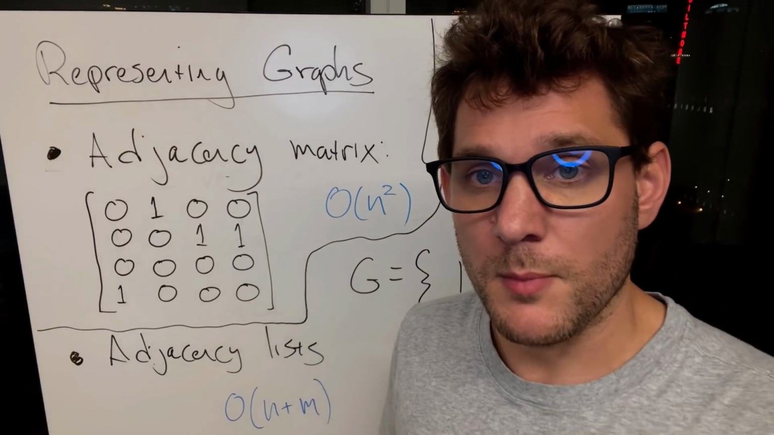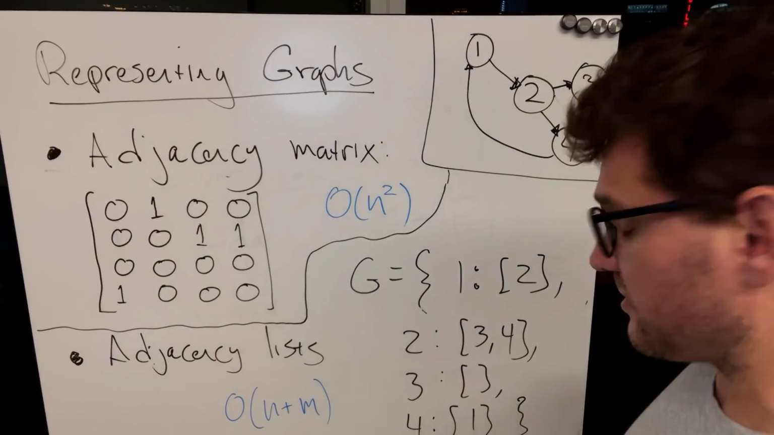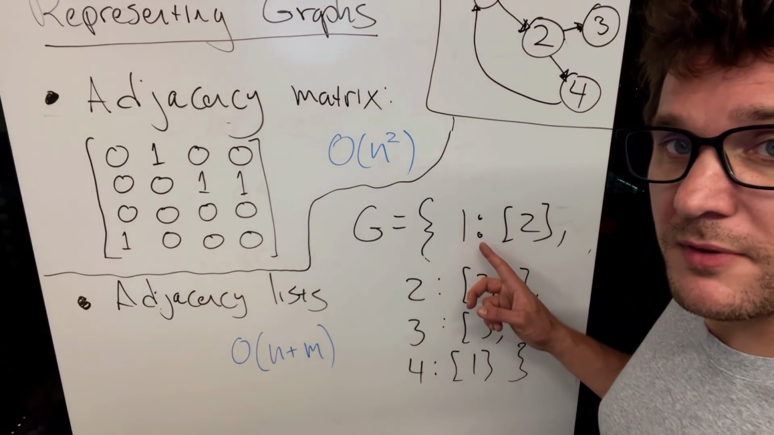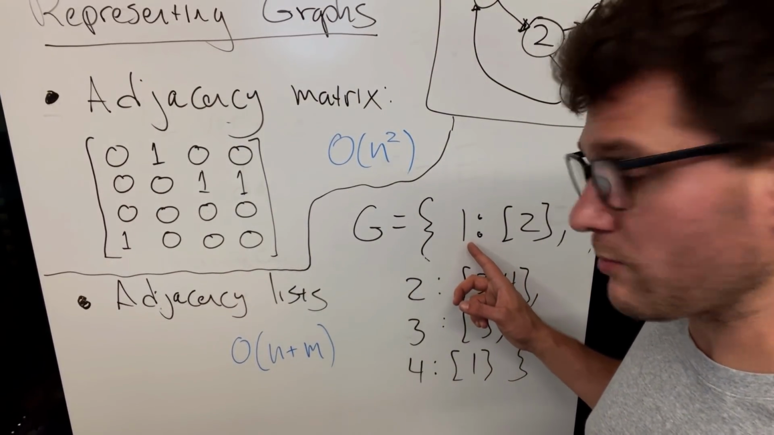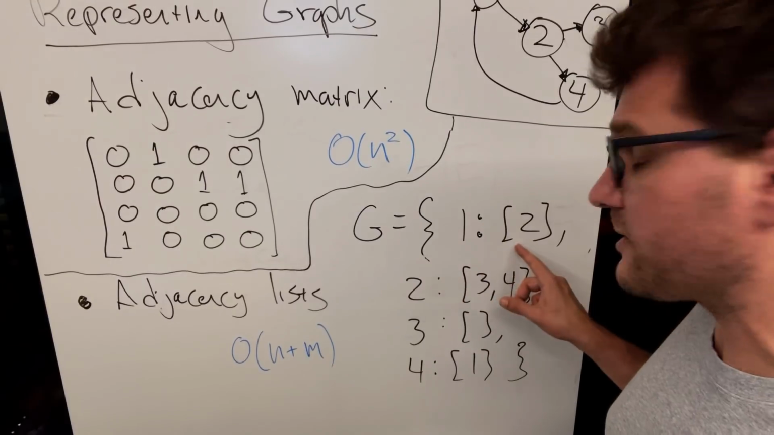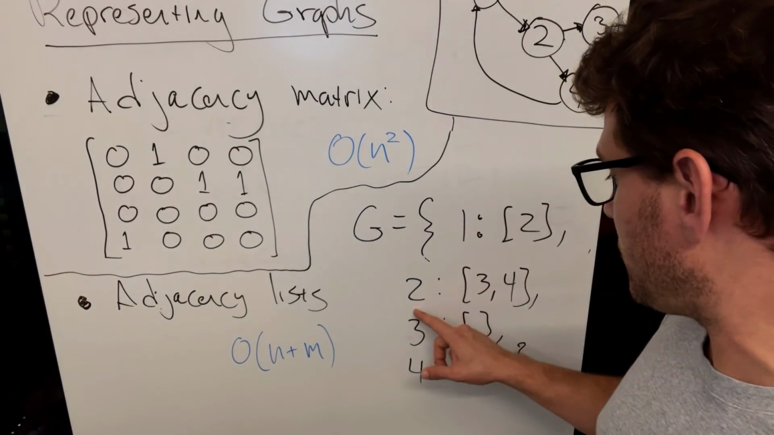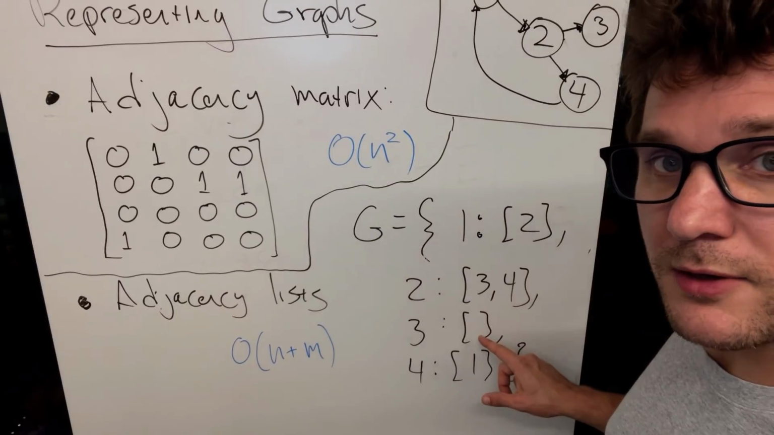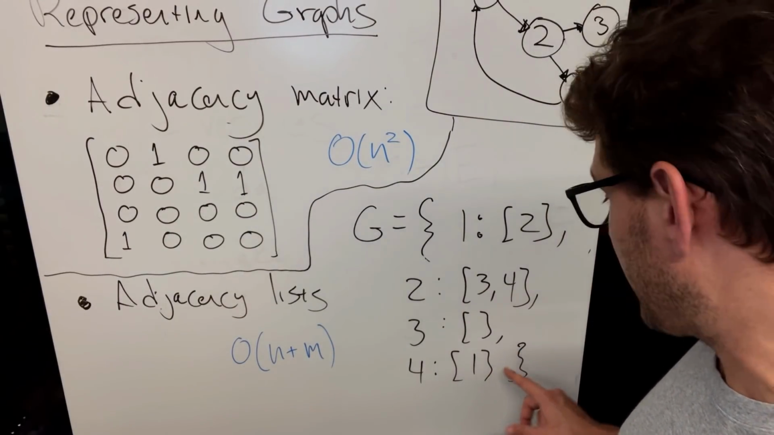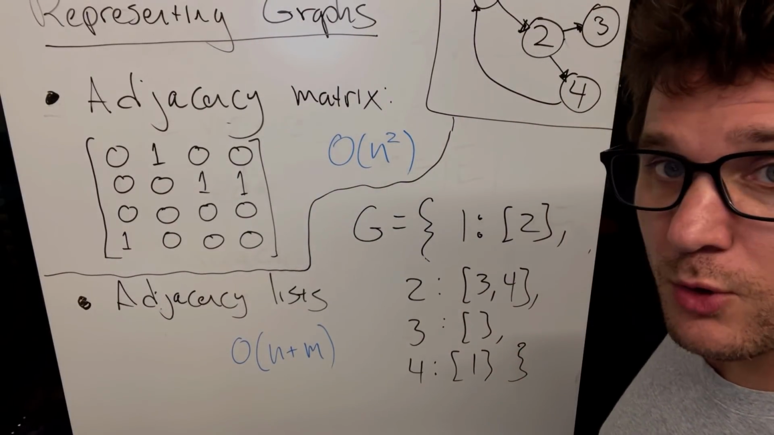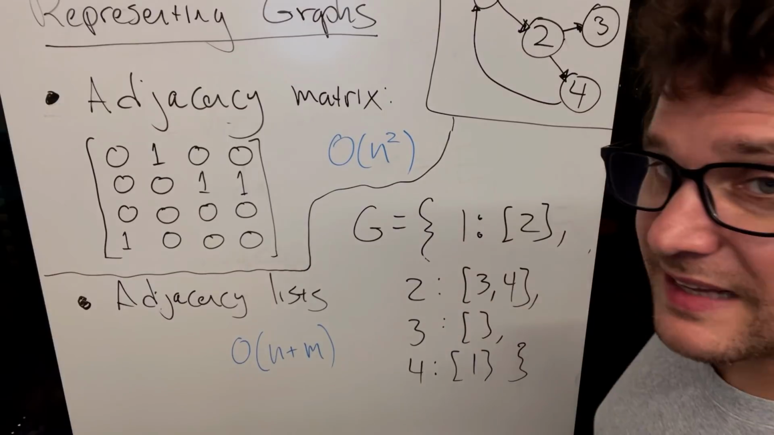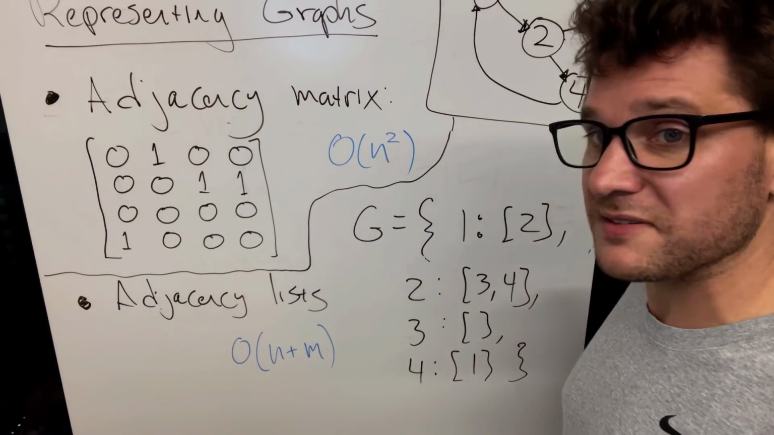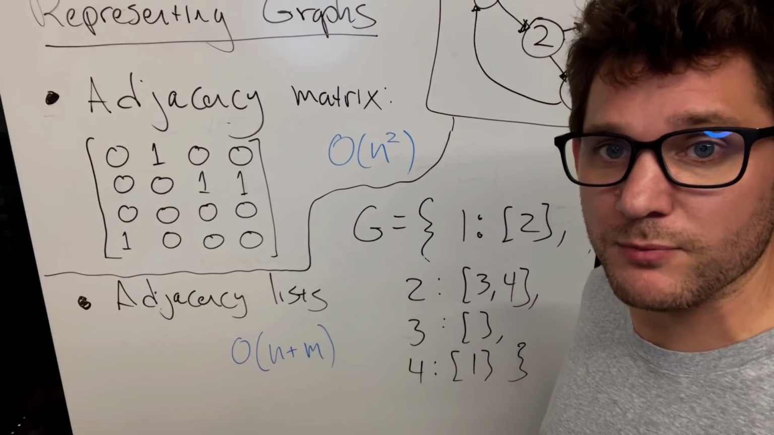Another way to do this is using adjacency lists. With an adjacency list, you can simply represent the list of every node's neighbors. In this case, node 1 is connected to node 2. Node 2 is connected to nodes 3 and 4. Node 3 doesn't have any nodes that it's pointing to, and node 4 has one node that it's pointing to, node 1. This is a slightly more efficient representation of the graph because it requires on the order of O of n plus m to store the graph in this form.